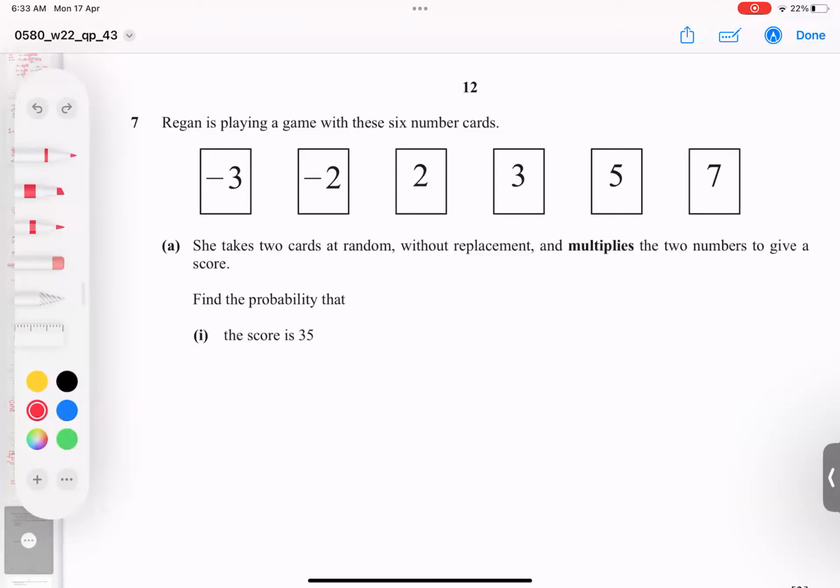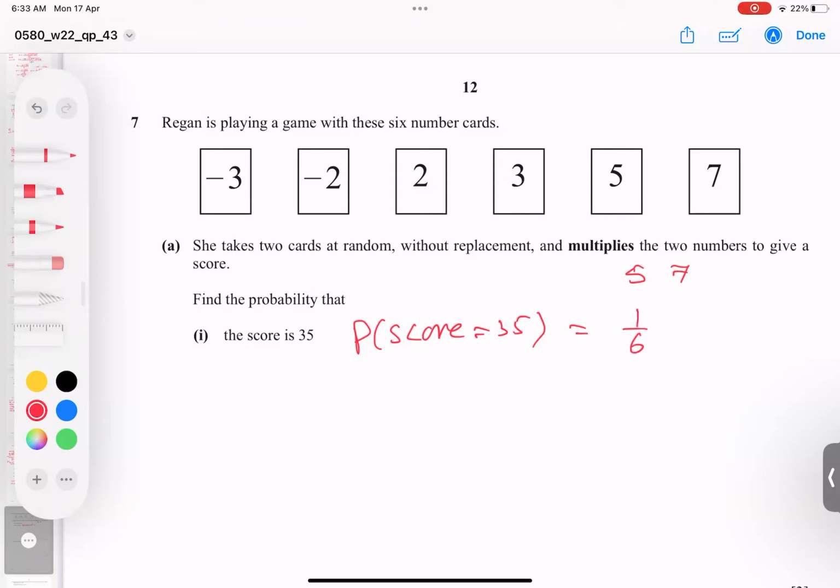Which two numbers multiply to give you 35? 7 5s are 35. So it's 7 and 5. But I have two options. You know why? 5 7s are 35 and 7 5s are 35. So the probability of 5 is 1 by 6.